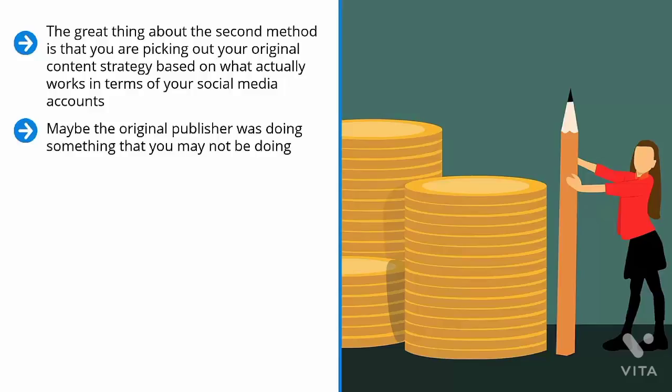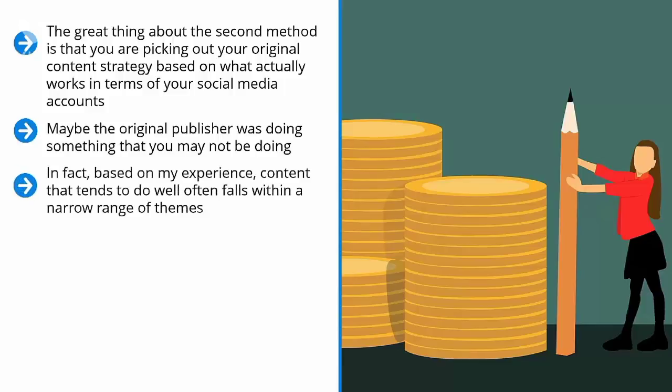Still, you can definitely do the first method if you're in a hurry. But if you have some time to spare, you might want to try the second method. Do curation first, let it run, and then pay attention to your statistics. You should be able to see a pattern. In fact, based on my experience, content that tends to do well often falls within a narrow range of themes. In some of my campaigns, almost all of the content that got a lot of love from the internet was focused on one question. That's how focused your audience's needs may be.